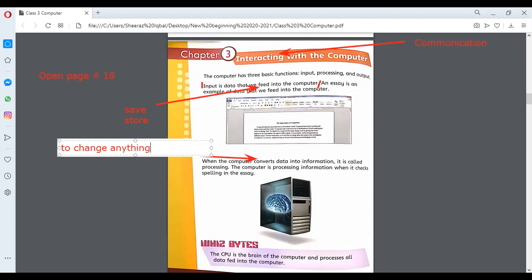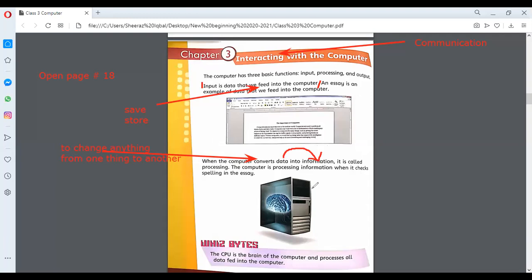To convert is to change anything from one thing, one place, or one state to another. So converts simply means to change. When the computer converts data into information, they are converting data into information.